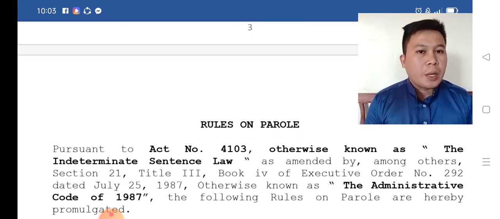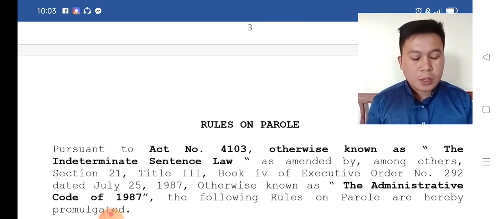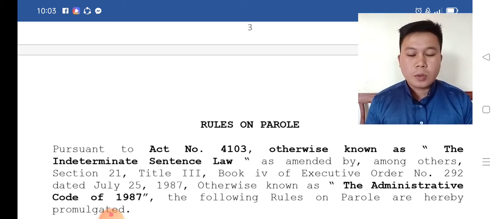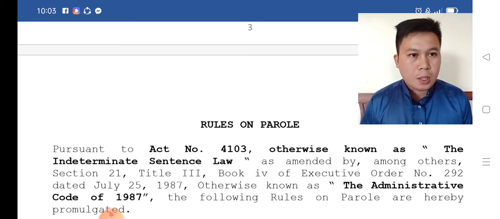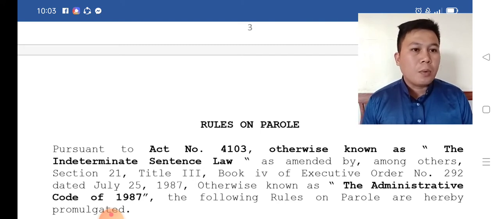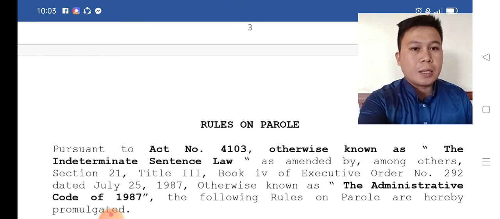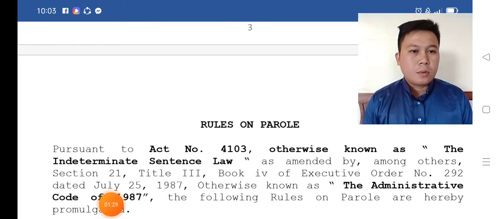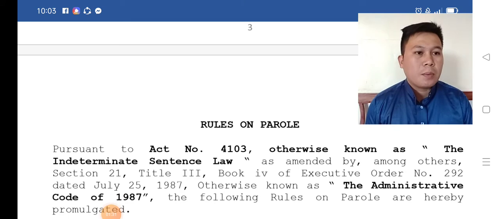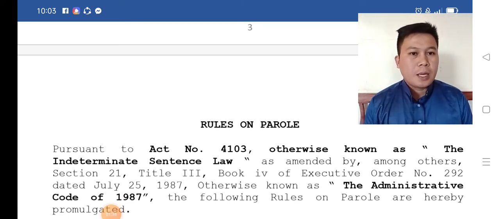So, mayroon tayong rules on parole. Mayroon mga existing rules para ma-follow, may guidelines na dapat nating ma-follow para hindi magkamali ang bibigyan ng parole kung sino-sino yung bibigyan natin ng parole. Pursuant to Act number 4103 or otherwise known as the Indeterminate Sentence Law, as amended by, among others, Section 21, Title 3, Book 4 of Executive Order number 292, Code of 1987, the following rules on parole are hereby promulgated.